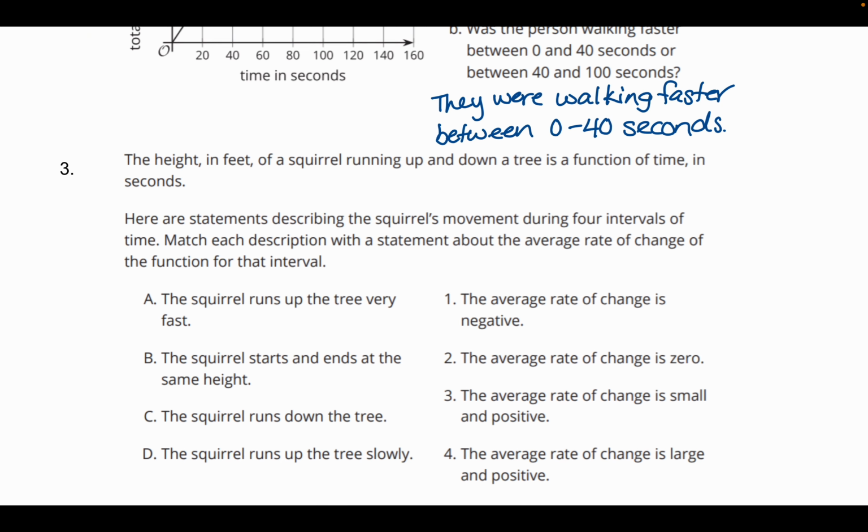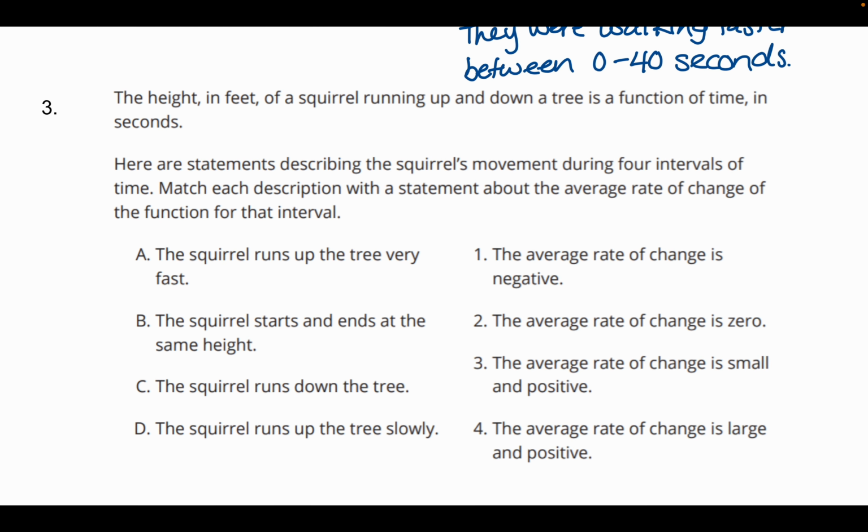Question 3. The height of a squirrel running up and down a tree is a function of time in seconds. So the height in feet is a function of time, which means this is our output and this is our input. Here are statements describing the squirrel's movement during 4 intervals of time. Match each description with a statement about the average rate of change of the function for that interval. So instead of looking at a graph, we're now looking at descriptions and going to imagine what we see on a graph there. So this is the height of the squirrel running up and down the tree.